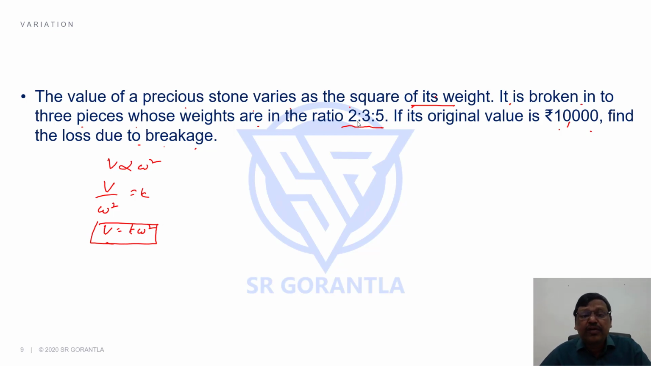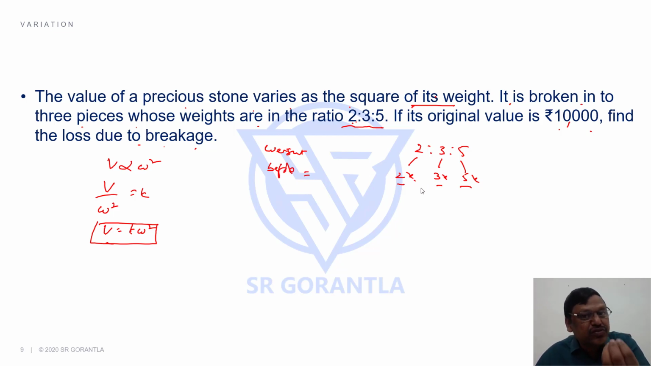Now, the original stone was broken into 3 pieces whose weights are in the ratio 2:3:5, which means let the weights of these 3 pieces be 2x, 3x and 5x. After it is broken, the 3 pieces' weights are 2x, 3x and 5x. The weight of the stone before it was broken is all these 3 pieces, as it is one stone only, right? So 2x plus 3x plus 5x is 10x.